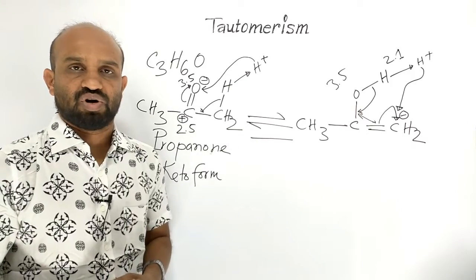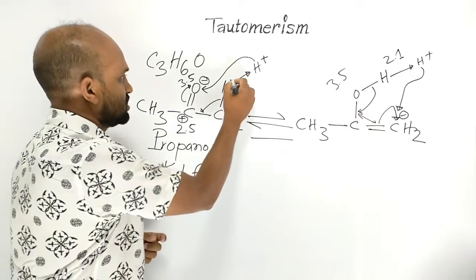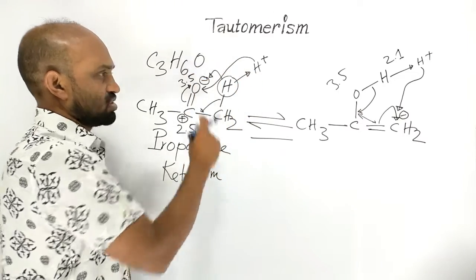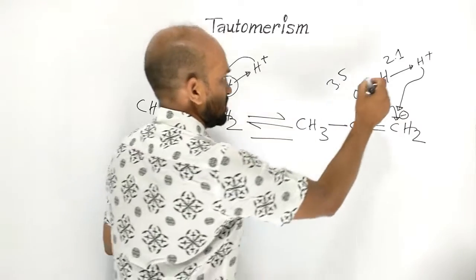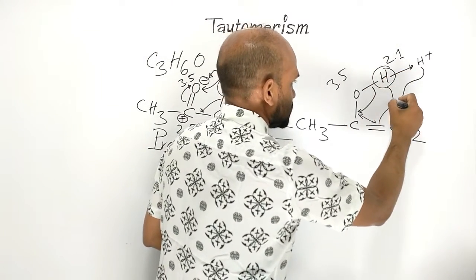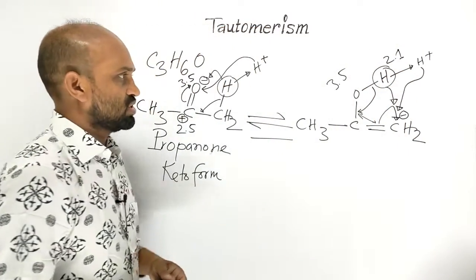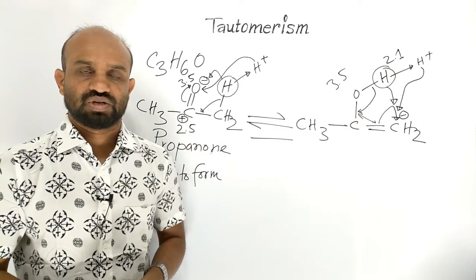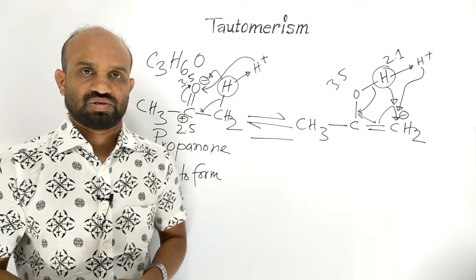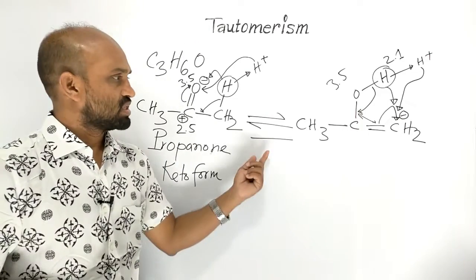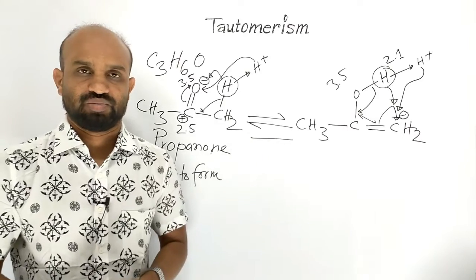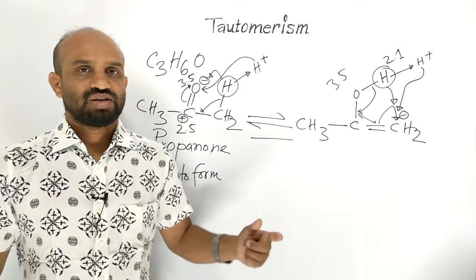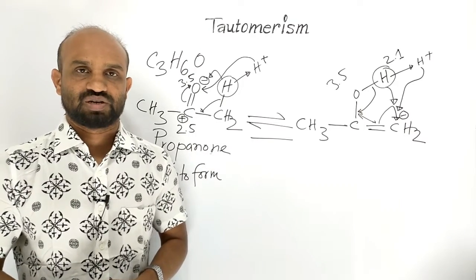These tautomers are formed due to the shifting of this hydrogen to this oxygen and this hydrogen to this carbon. So tautomers are forming due to the shifting of hydrogen in the compounds. These compounds exist in dynamic equilibrium. These compounds are called tautomers, and this phenomenon is known as tautomerism.